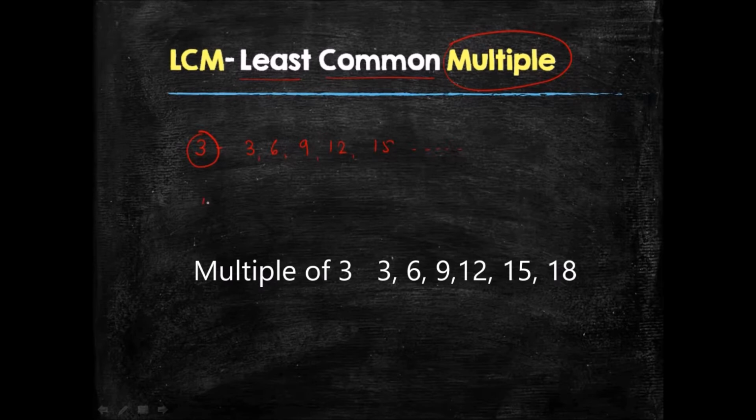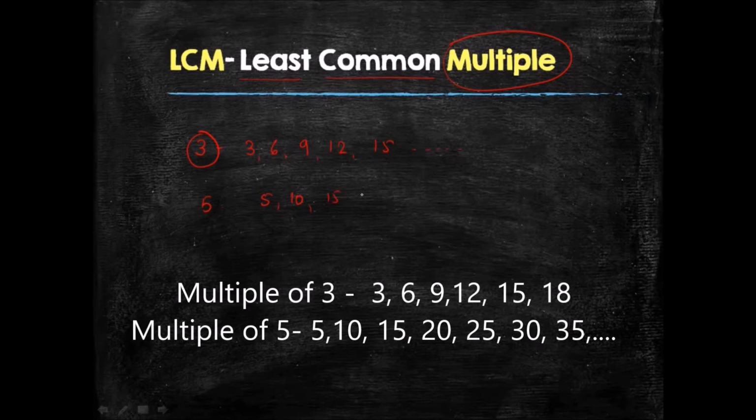In the same way, the multiples of 5 would be 5, 10, 15, 20, 25, 30, 35 and so on. Now I think you have understood the term multiple. Remember, a multiple is always bigger than the number. The first multiple is the number itself, and afterwards it will increase n times.